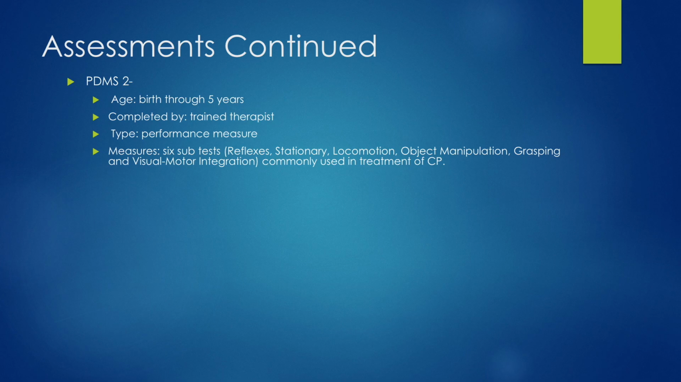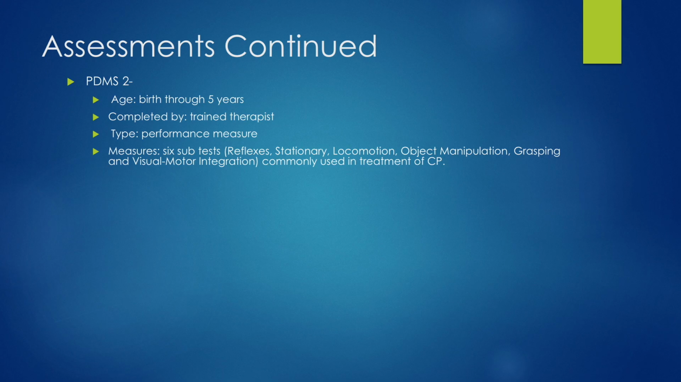The next assessment is the PDMS-2. This assessment looks at children from birth through 5 years, and is typically administered through paper and pencil and completed by a trained therapist. This type of assessment is also a performance measure, looking at reflexes, stationary, locomotion, object manipulation, grasp, and visual motor integration. It is commonly used in the diagnosis and treatment of clients with CP.